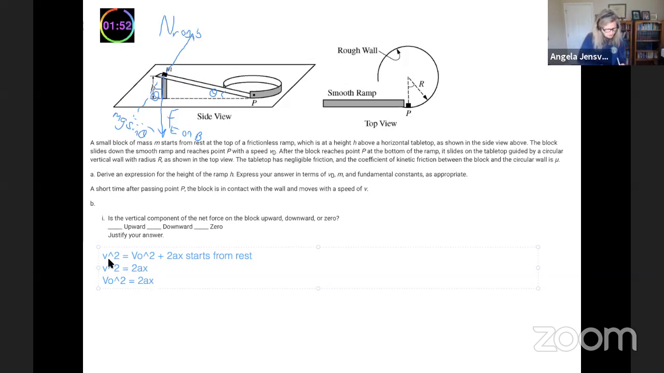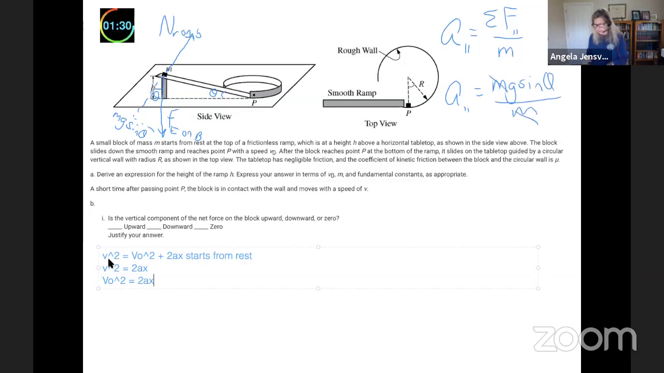So then if we do the acceleration parallel to the incline, so this is an instance where you would want to do parallel to the incline. It would be sum of forces parallel to the incline over mass. So the acceleration parallel to the incline, which is the same acceleration we need for our kinematic equation, would be mg sine theta over m. So it'd be g sine theta, right? Okay, so let's just do equals 2g sine theta.